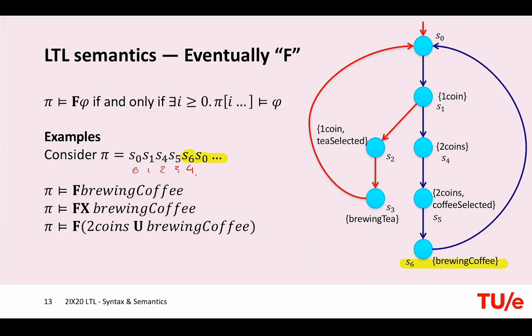And of course you can mix these kinds of properties with other temporal operators. For instance, eventually 2 coins holds until brewing coffee. So this last property holds when we reach S4. Here 2 coins starts to hold, and it remains true until brewing coffee is true.